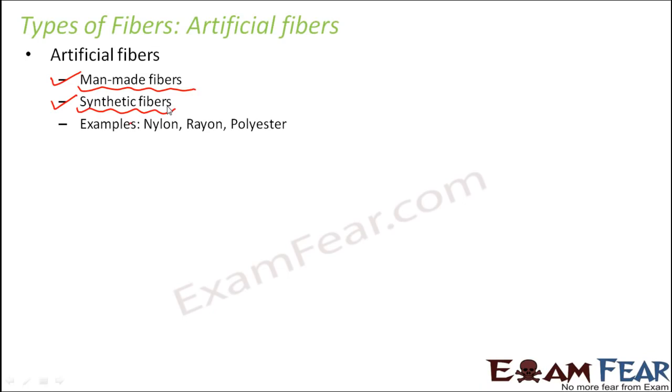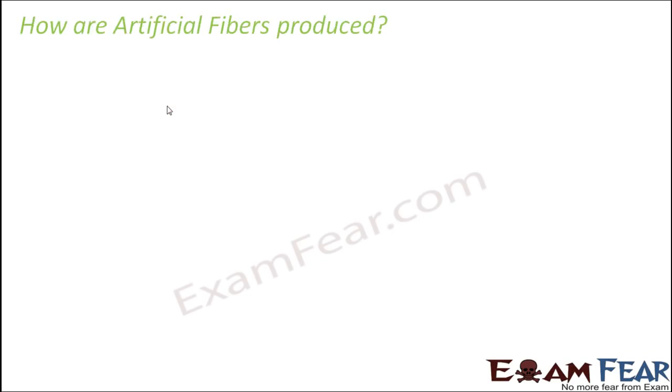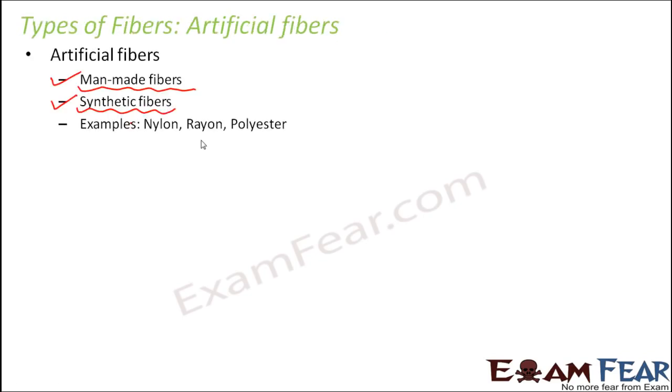Some of the examples of artificial fibers are nylon, rayon, polyester. So these are some common examples. Now you would have often heard about nylon threads, which are often used in your homes for drying clothes, or the nylon strong ropes which are used for rock climbing. It is also used for making parachutes. Rayon and polyester are used for making different types of clothes and bed sheets. So there are many applications of these artificial fibers.